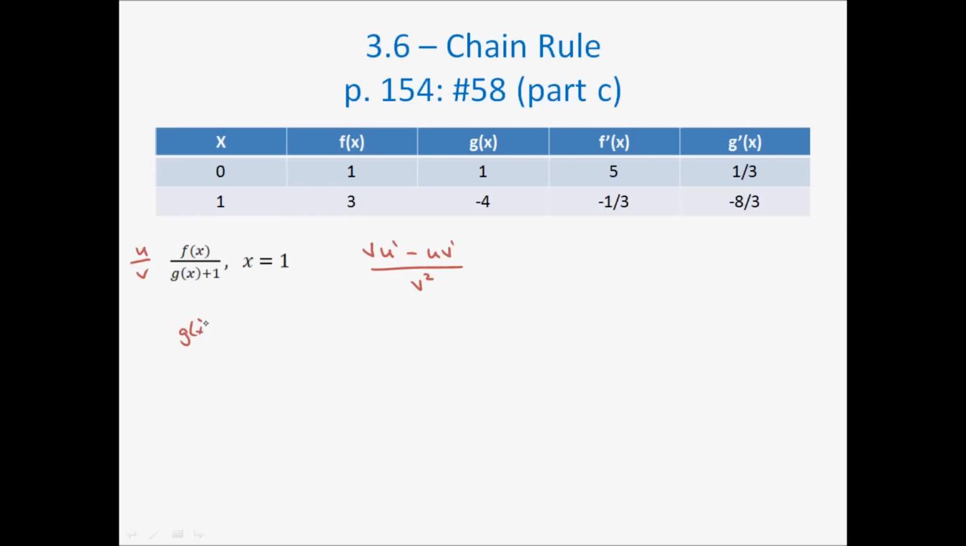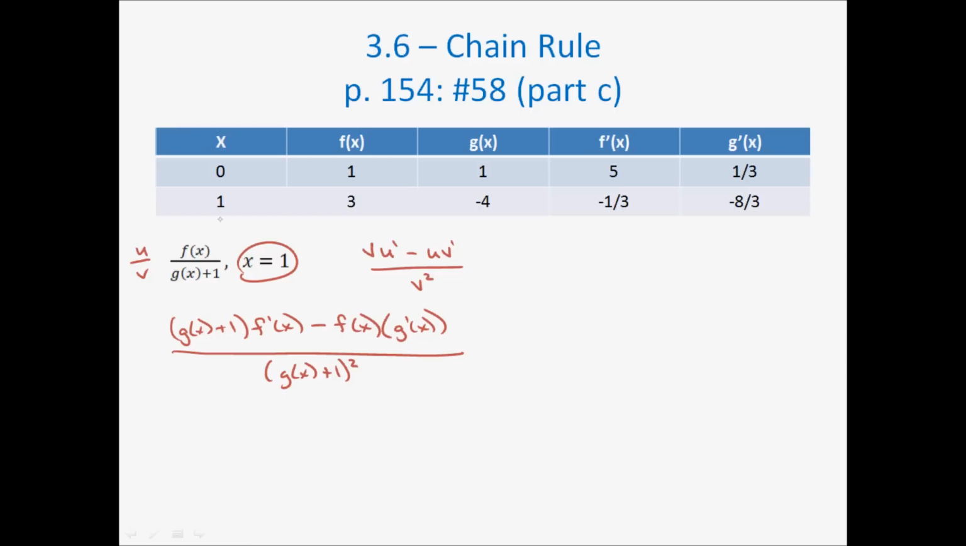So g of x plus 1, that's the bottom, times the derivative of the top, that's f prime of x, minus the top, f of x, times the derivative of the bottom. The derivative of the bottom is just g prime of x, right? Because the derivative of 1 is 0, so that goes away. And then that's all over the bottom, g of x plus 1 squared. So now let's start plugging some things in.